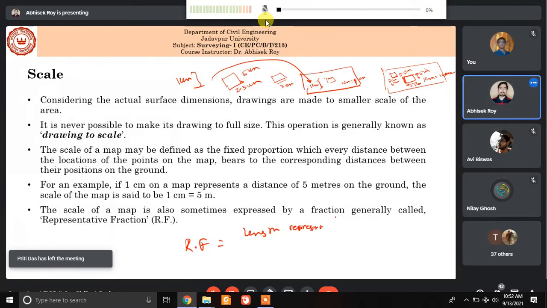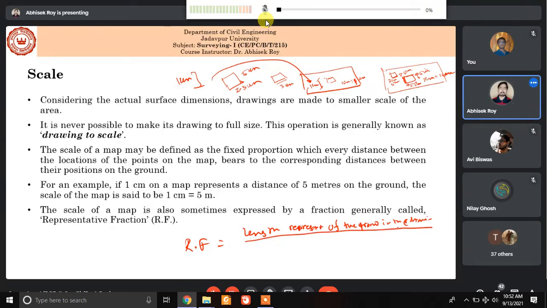represented of the ground in the drawing. What is the actual length in the ground which is represented in the drawing? Like here, say 5 kilometer is represented. So 5 kilometer will be on the top. Now, in the bottom, it will be the length in the drawing by which that ground length is represented. So what is the actual length in the drawing? Suppose that is 5 centimeter.